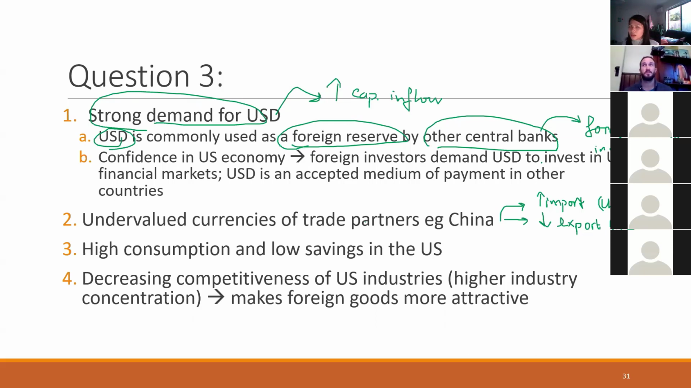In the past, countries would run deficits from time to time. But a persistent account deficit is something that is quite rare. So it's about the persistence of the account deficit.